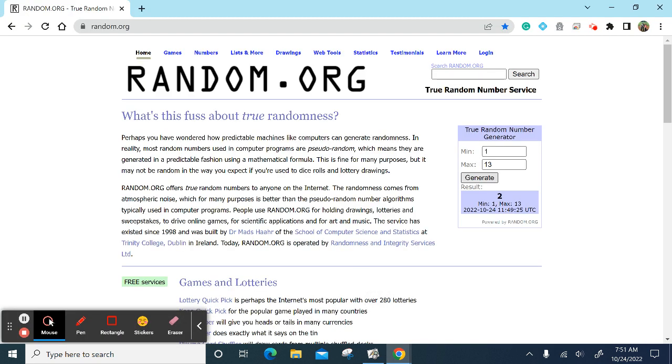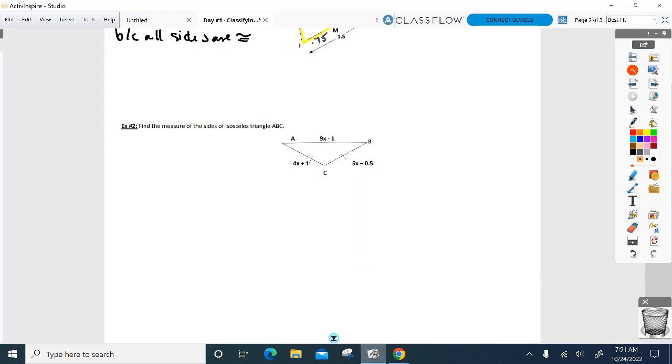It's isosceles, not equilateral. Would 4x plus 1 equal to 5x minus 6.5 work? Yeah, it would work. Why? Because they're both congruent. Again, I don't need to use the 9x minus 1. Just because they give you all 3 sides, it's not mandatory. Go ahead and solve. We'll figure out what x is.